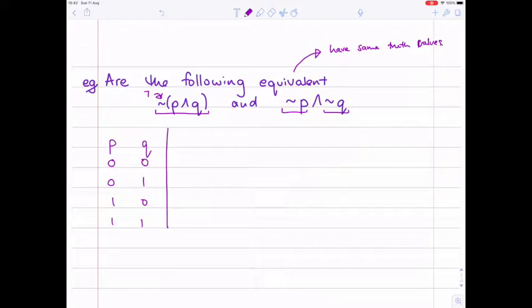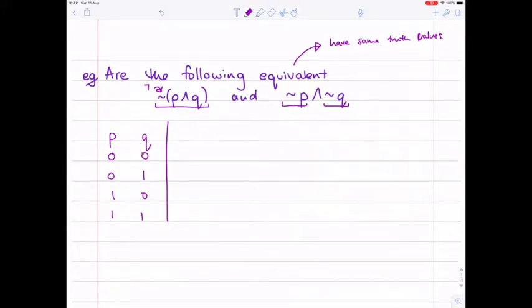And let's go ahead and figure out. So I'm going to start by just writing down P and Q, which we know is false unless both P and Q are true. And then we actually need to have not P and Q. So we have not P and Q. So that's the negation of P and Q.